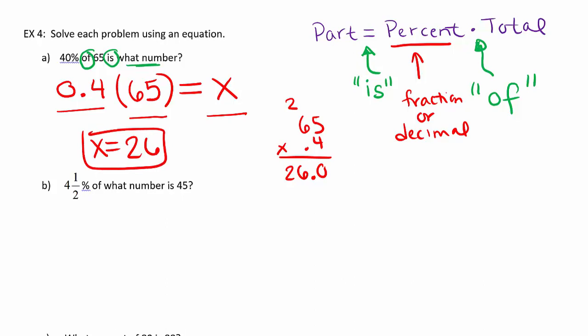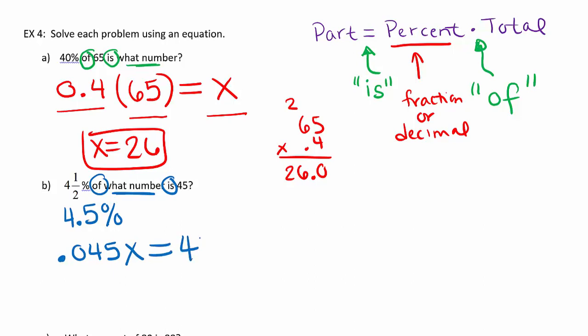So 4.5%, I'm going to change that into a fraction or a decimal. And in this case, I think it would be easiest to remember that 1/2 is the same as 0.5. So we've got 4.5%. As a decimal, that's 0.045. Of what number? So we multiply. Oh, the what number is the x. So this time we're taking the 0.045 times x. Is my equal sign, 45. So 0.045x equals 45.